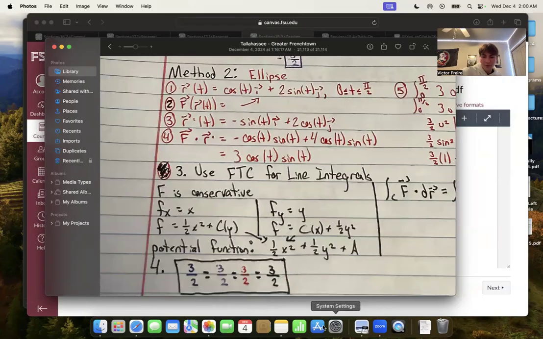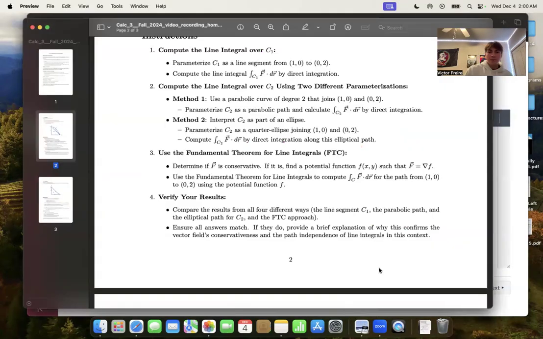So now we want to find the potential function f of x, y such that vector field F is equal to gradient f, right? That sounds a bit better.